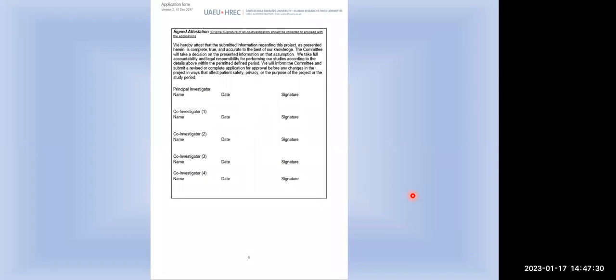Then after that, you need signatures. You see here the principal investigator signature, and we need the co-investigator signature, all co-investigators. So you as graduate students will be one of these co-investigators, because the project may have another co-investigator from other faculty, from other departments. So date and signature are needed.